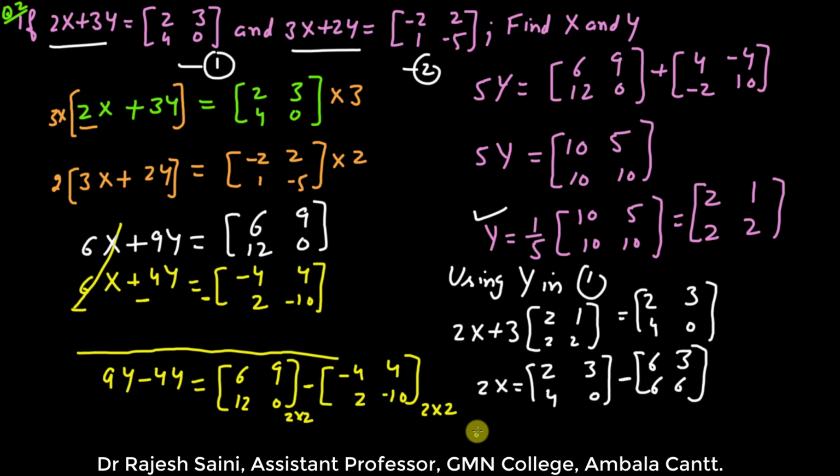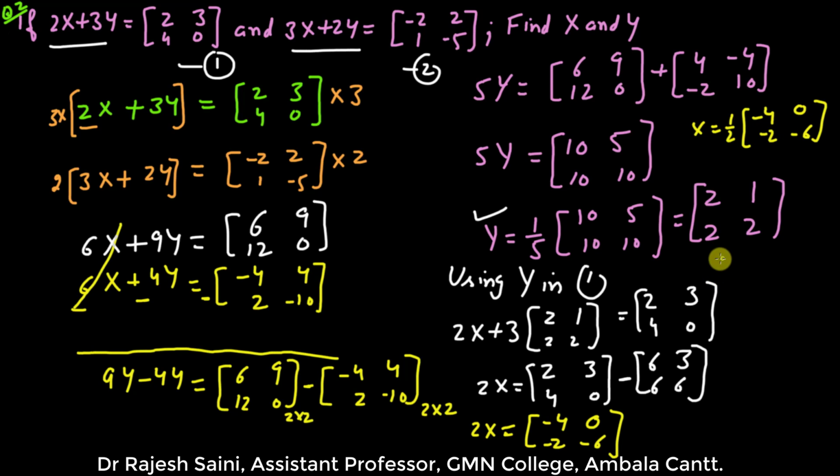So this will be 2x is equal to 2 minus 6 is minus 4, 3 minus 3 is 0, 4 minus 6 is minus 2, 4 minus 6 is minus 6. So this 2 will be divided. So this shows that x is equal to 1 by 2, minus 4, 0, minus 2, minus 6.